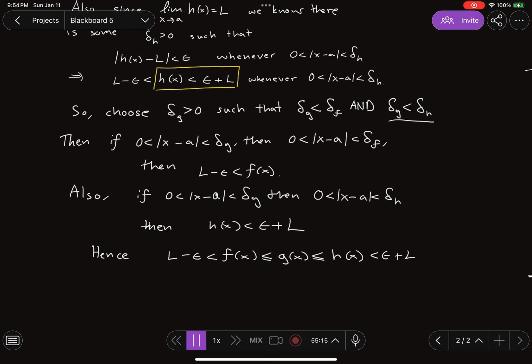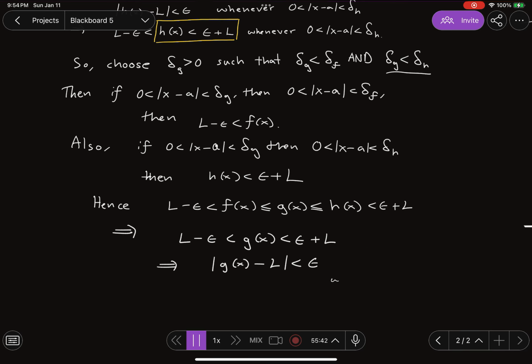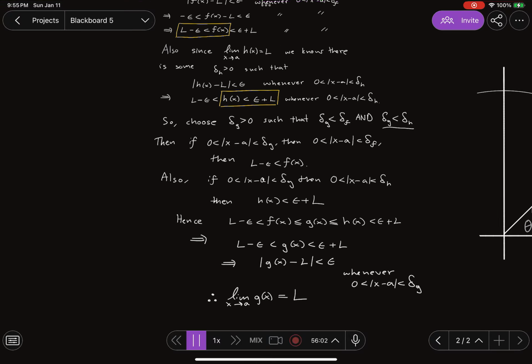And that says the same thing as L minus epsilon is less than g of x, which is less than epsilon plus L. Subtract L from all sides of this inequality, and notice that that says precisely the same thing as the distance between g of x and L is less than epsilon as long as 0 is less than x minus a is less than delta sub g, and that says that therefore the limit as x approaches a of g of x must be equal to L, and we have just proven the squeeze theorem.